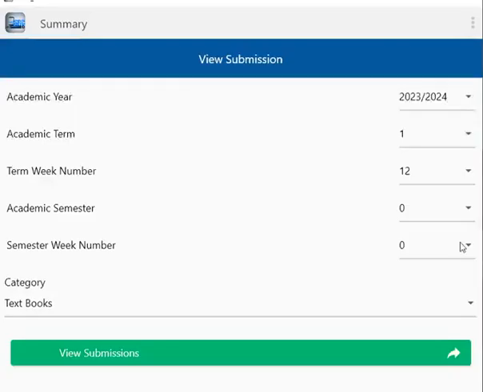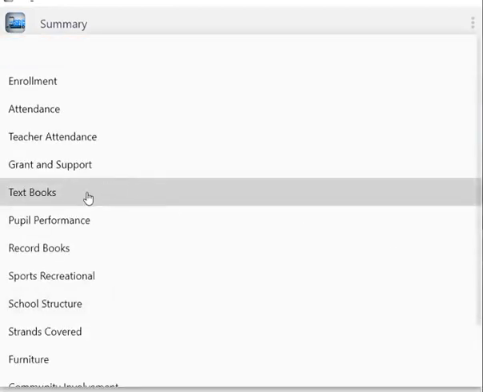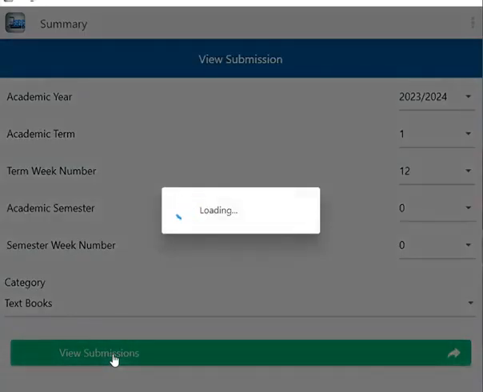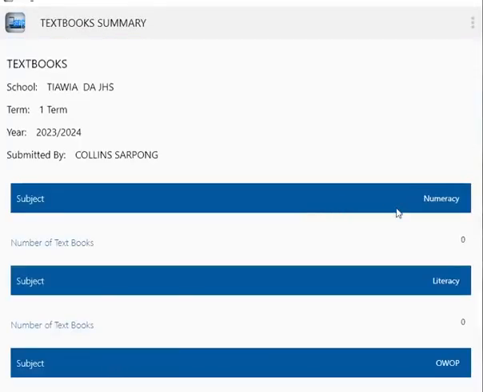So you must make sure that through the summary analytics, you want to view your submission on the number of textbooks you submitted on the form. You must make sure that the academic year indicated on the form is the same as what is over here, the academic term and the week number and the semester. So long as all this information tallies with the forms that you submitted, and you selected the appropriate variable, and you click on view submissions, you have all your records that you submitted over here.